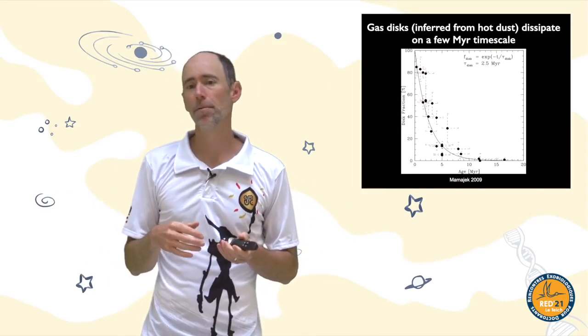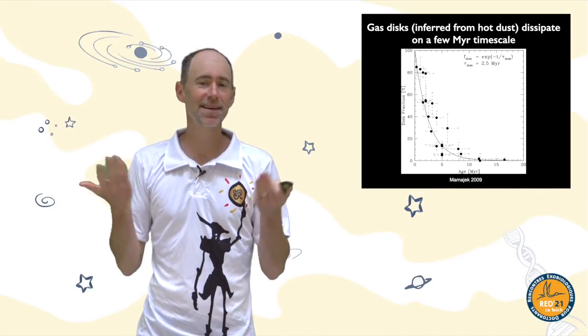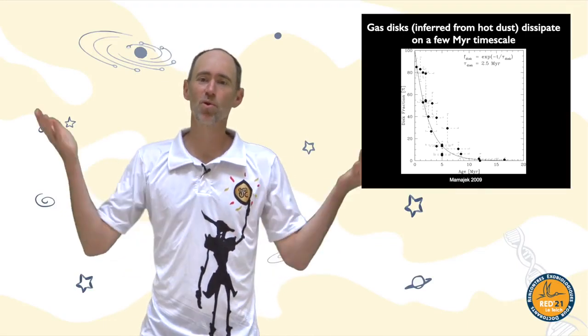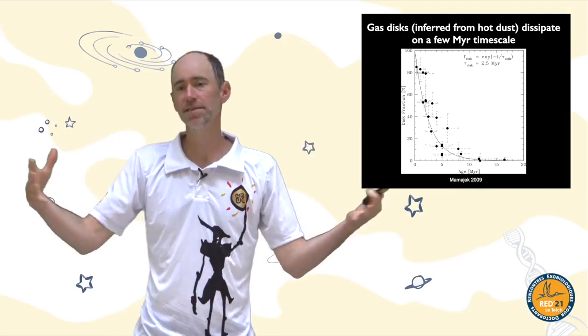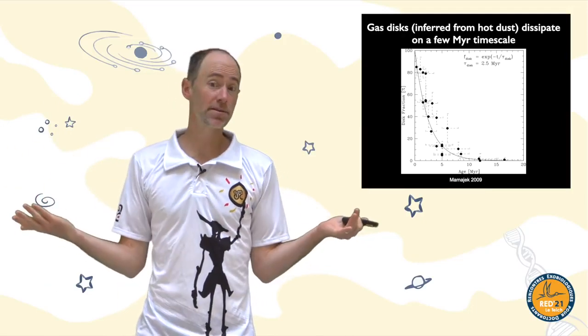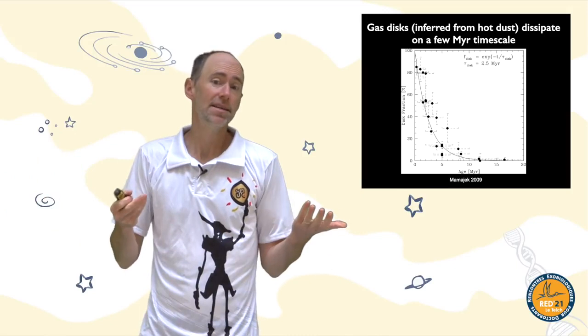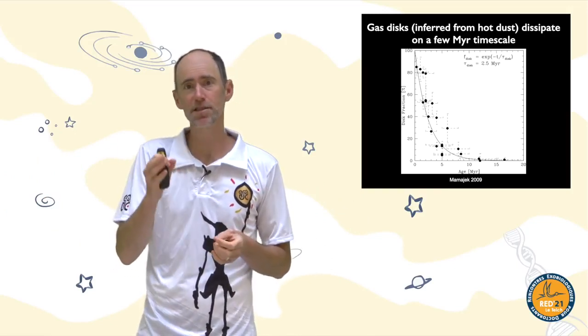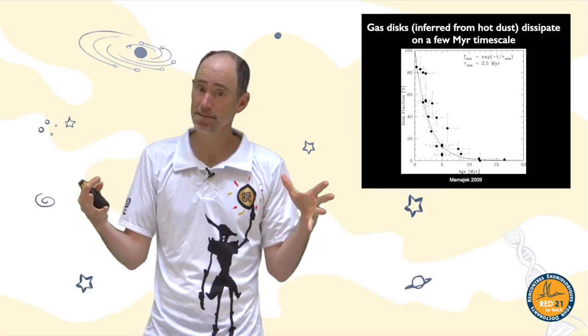And so people generally kind of wave their hands like I like to do a lot, and they say, well, the typical time frame for the dissipation of disks is therefore a few million years. And that kind of is a constraint. That's a very, very strong constraint on the formation of planets, especially of giant gaseous planets.